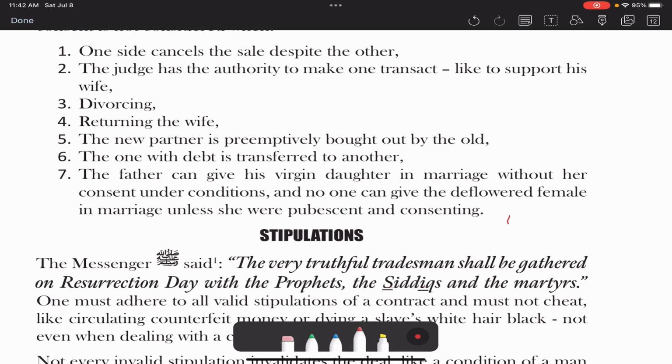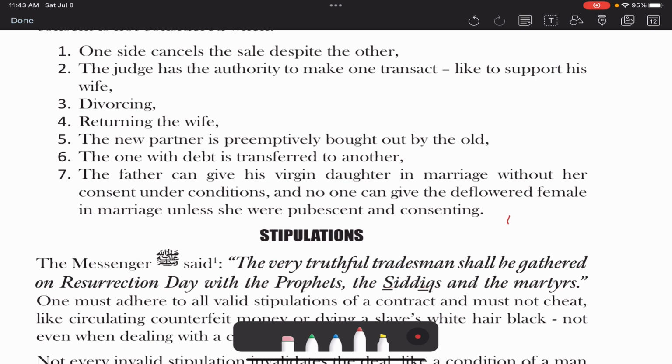And the last case we have here is for the father to give his virgin daughter in marriage without her consent. But that's under conditions, not absolutely. Only a virgin, yes. The father can give his virgin daughter away without her consent, under conditions, not absolutely. Among those conditions is that the man she's being married to is a match for her. There's rules for that, which we're not going to go far there. I just want to talk about the issue of consent.